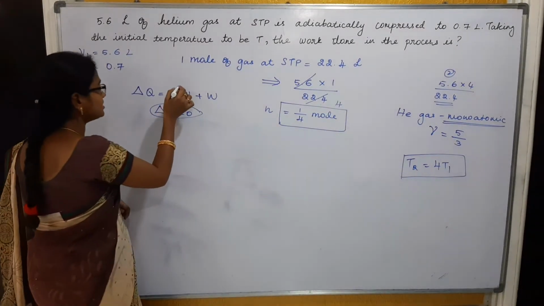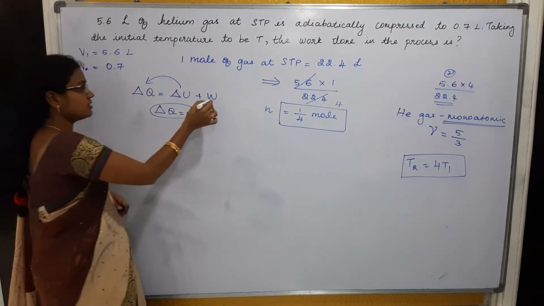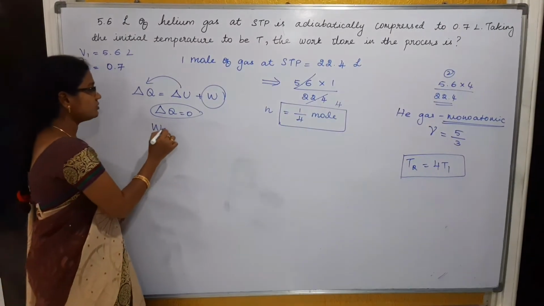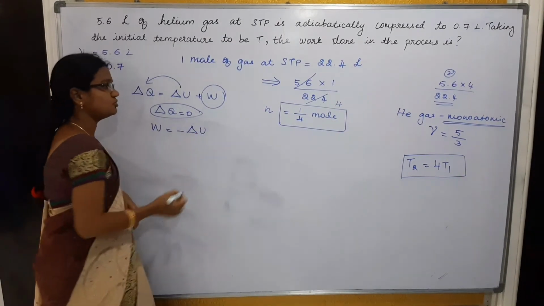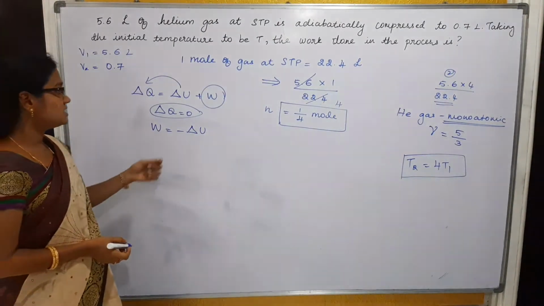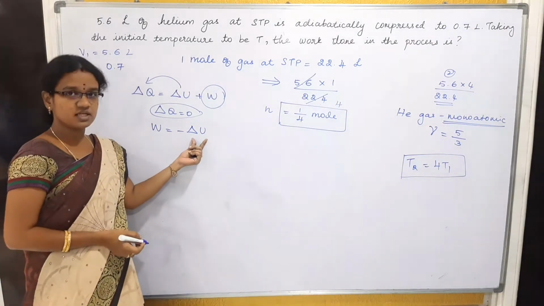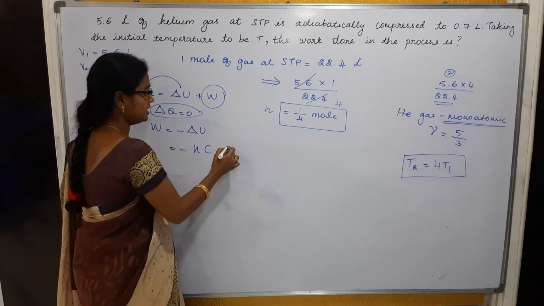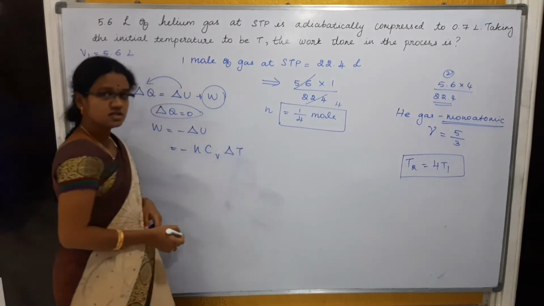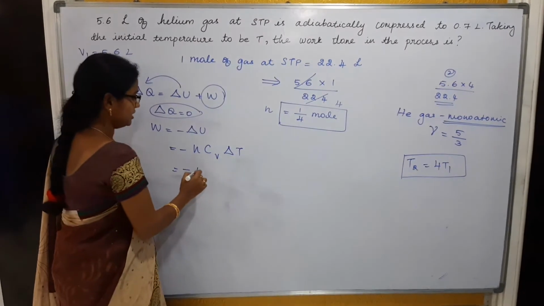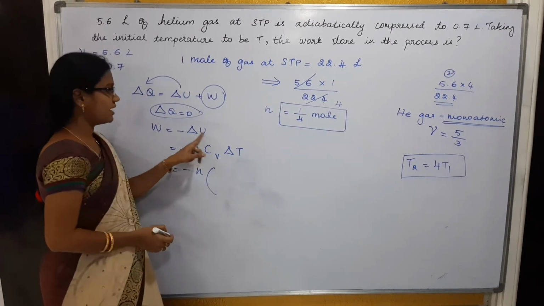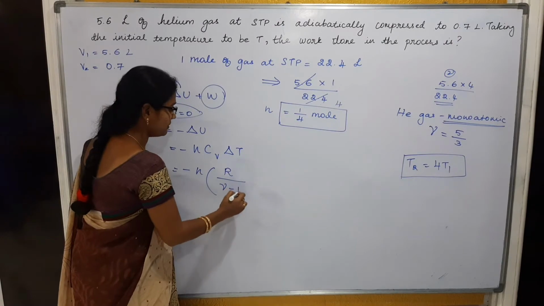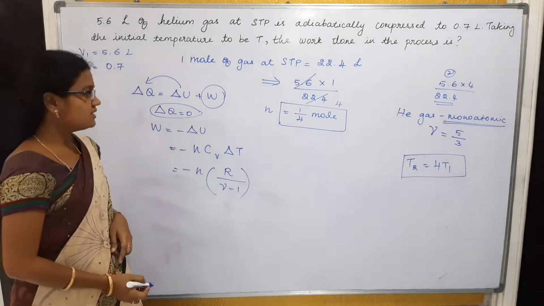So you have to take this value to the left hand side, in order to calculate the work done alone. So W is equal to minus del U, right? So what is the formula to get this del U, the energy? It is minus nCv del T, right? We do not know the direct Cv value, so we have to convert this into R and gamma's form. So gamma minus 1, we are converting Cv's form.